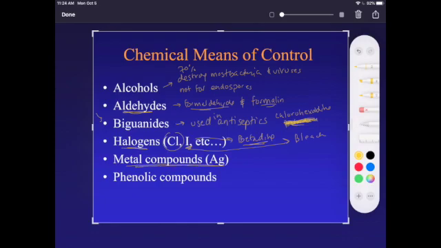Metal compounds. Okay, Ag, this is silver. AgNO3, I don't know what the ions are, I don't know if that's a 2 and that's a 3 there or something like that. But AgNO3 is silver nitrate. Silver nitrate is added in droplet form into newborn infants' eyes.